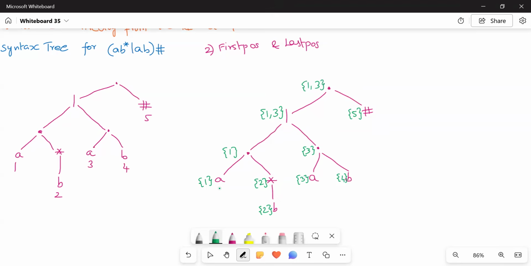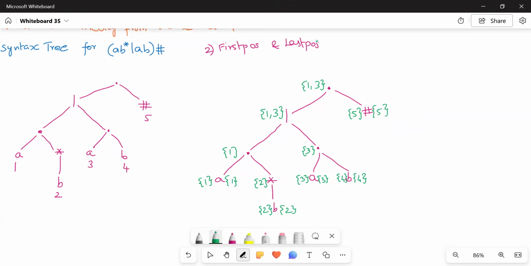Then we need to find follow position for all the nodes. Sorry, last position for all the nodes. Last position means for the leaf nodes, we have to mark the same, because last position of a leaf labeled with any other symbol is the same position. So we have to write the symbol as it is.